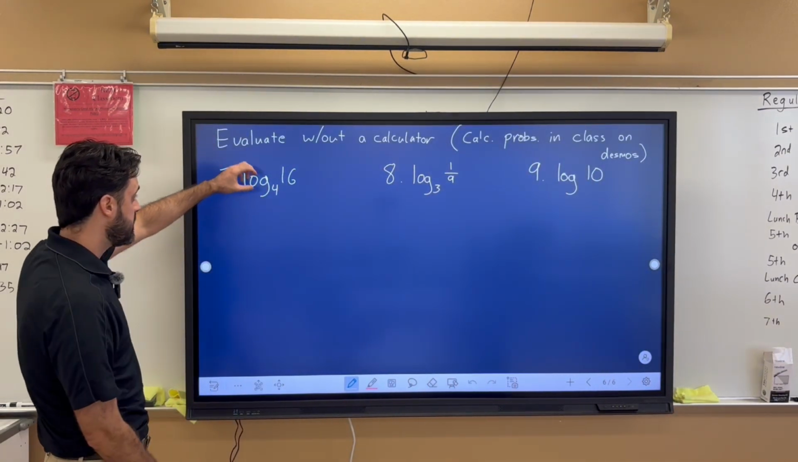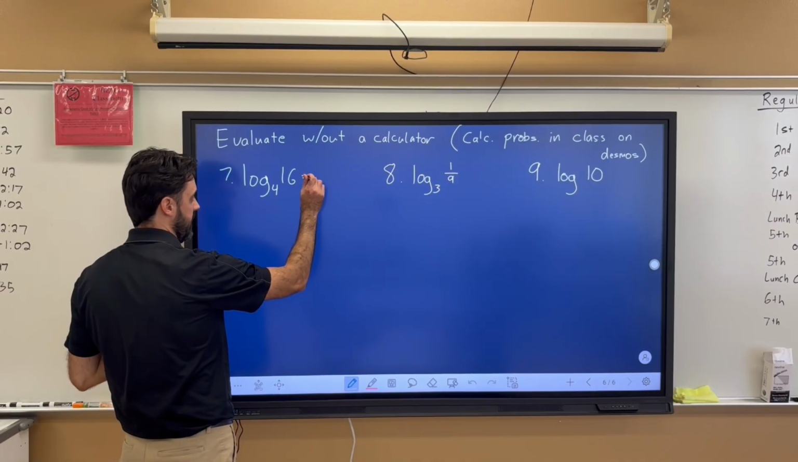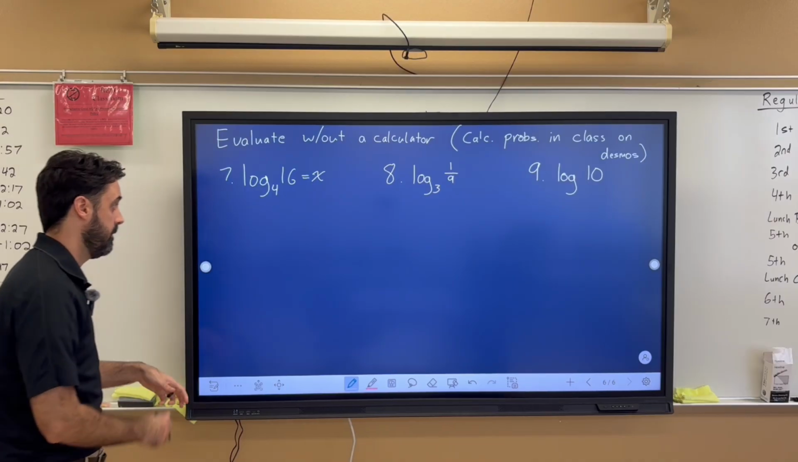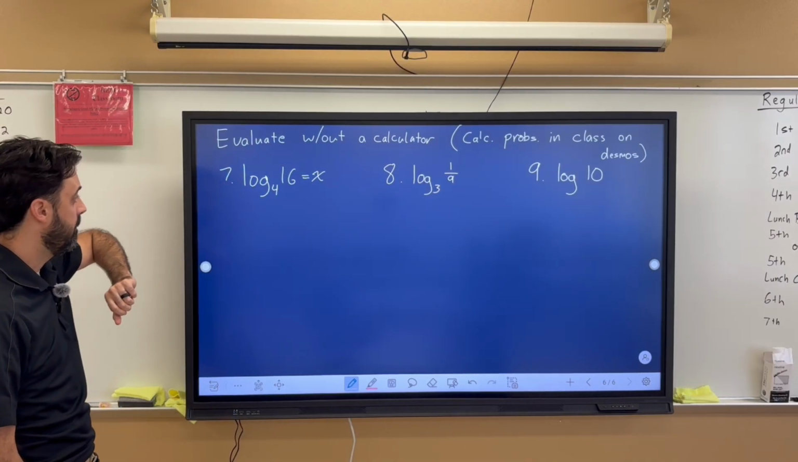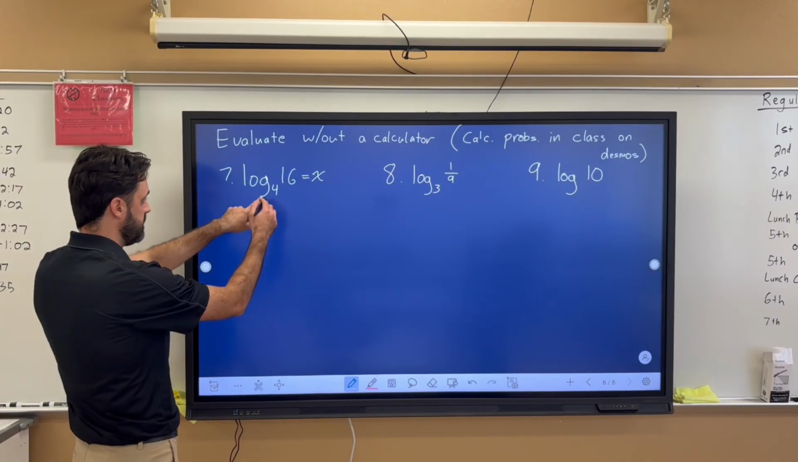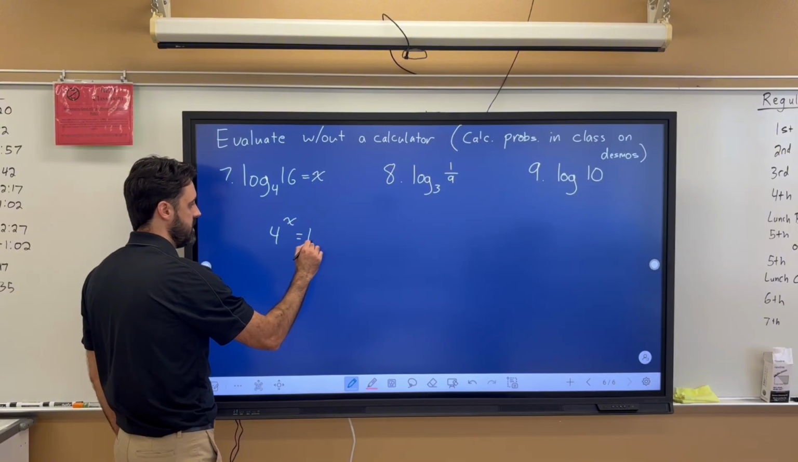All right, so log base 4 of 16, we have to set it equal to something. I'm going to call that something x. All right, but again, to evaluate logs, we have to set it equal to something. Now, to get it out of log form, we're going to convert this to an exponent. So as an exponent, this would say 4 to the x equals 16.